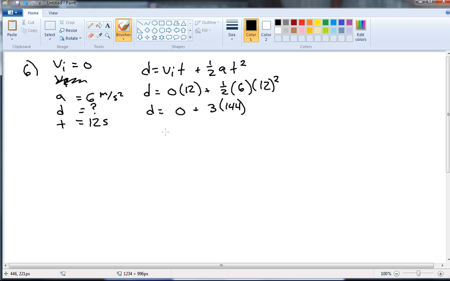And in the end, we get D equals 3 times 144, so that's going to be 432. So in this question it says approximately, and the answer is going to be 430 meters. That's our final answer for number 6.